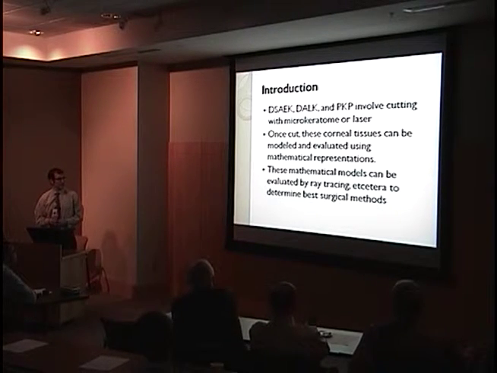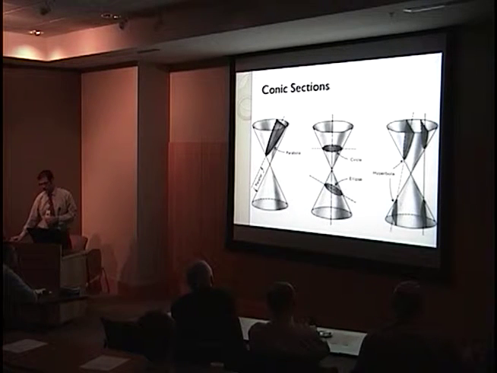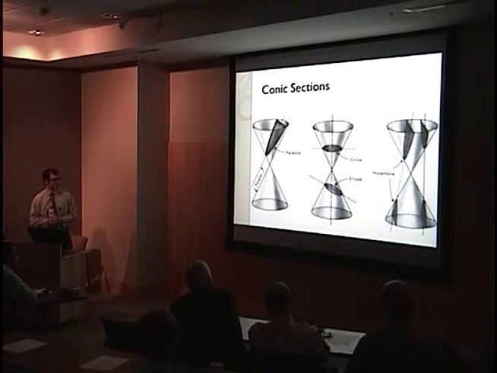DSEK, DALK, PKP, all of those things involve cutting corneal tissue with a microkeratome or with a femtosecond laser. And these tissues, once cut, have particular shapes which are not necessarily round and do not necessarily have the exact edges that we might intend them to. And so these can be modeled mathematically in order to learn more about what those shapes are. Those shapes can then be evaluated with ray tracing or other methods to determine what might be the best surgical methods in cutting those tissues.